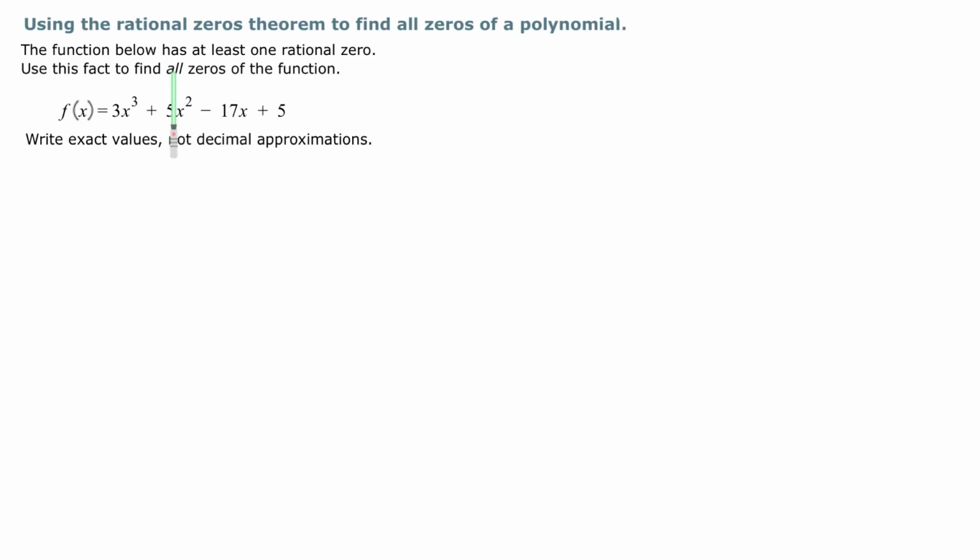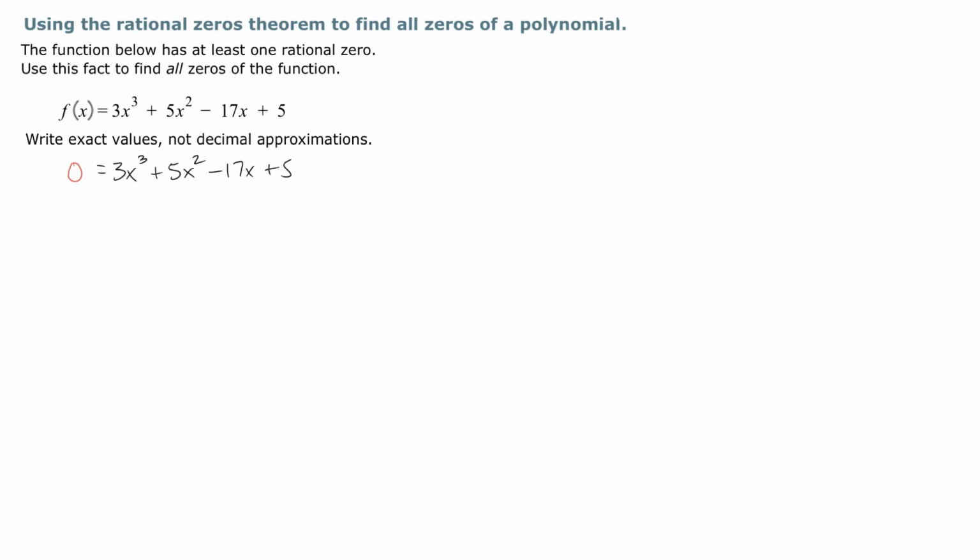The function below has at least one rational zero. The function below is a polynomial of degree 3 in descending order. Use this fact to find all zeros of the function. Write exact values. In order to find a zero of the polynomial, we first realize that the output must be 0. So the output is 0, and we are trying to find the x-intercepts, or the zeros of this polynomial.